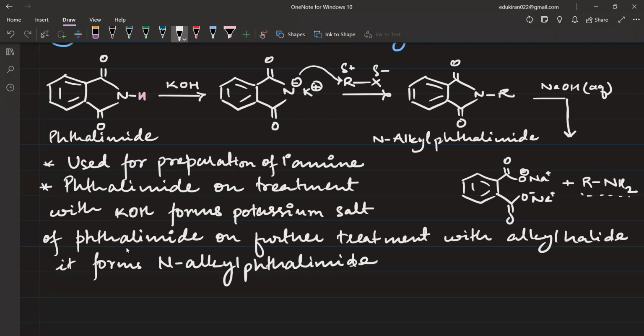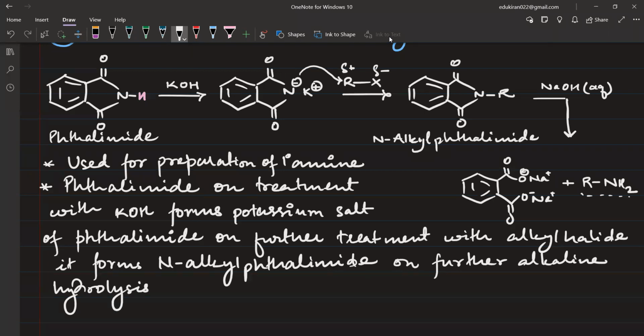So if you are reacting this with methyl halide, let us suppose you have halomethane, chloromethane, bromomethane, then you will be getting N-methyl phthalimide. If you have ethyl, then you are going to get N-ethyl phthalimide. It forms N-alkyl phthalimide; on further alkaline hydrolysis, we get primary amine.